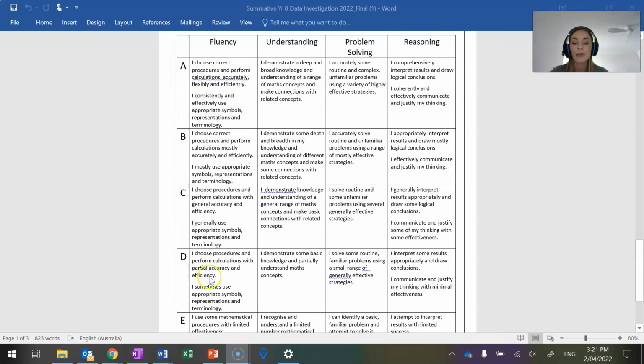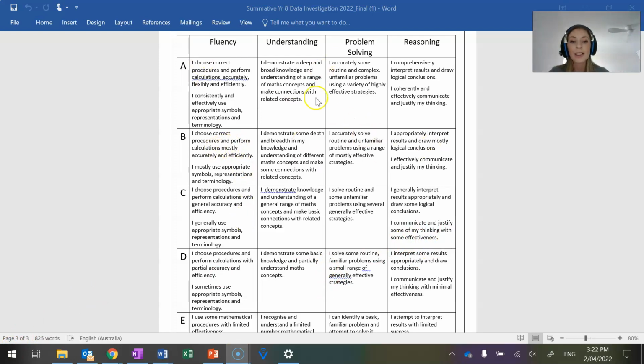So in order to achieve a C, you need to choose procedures and perform calculations with general accuracy and efficiency. You generally use appropriate symbols and representations and terminology. Now this is for fluency, okay? Your understanding, you demonstrate knowledge and understanding of a general range of maths concepts, and you make basic connections with related concepts. You solve routine and unfamiliar problems, and you generally interpret results appropriately and draw some logical conclusions. You communicate and you justify some of your thinking with some effectiveness.